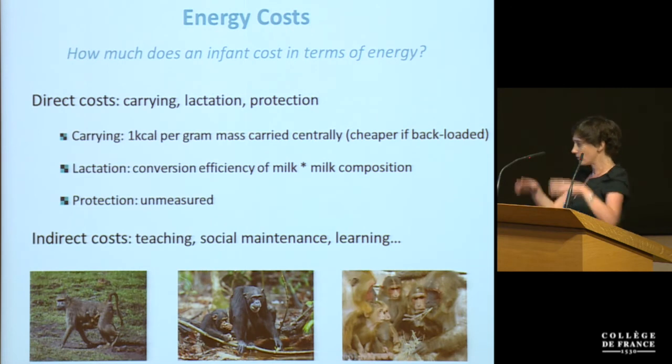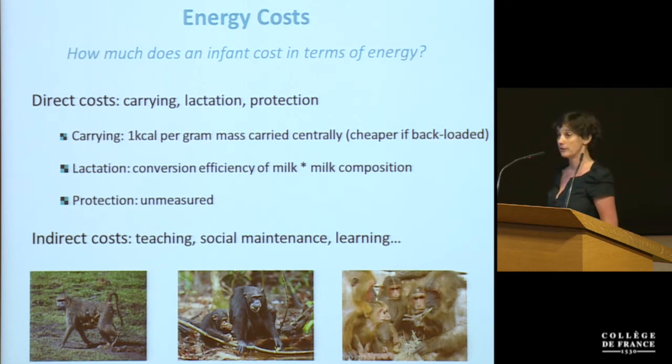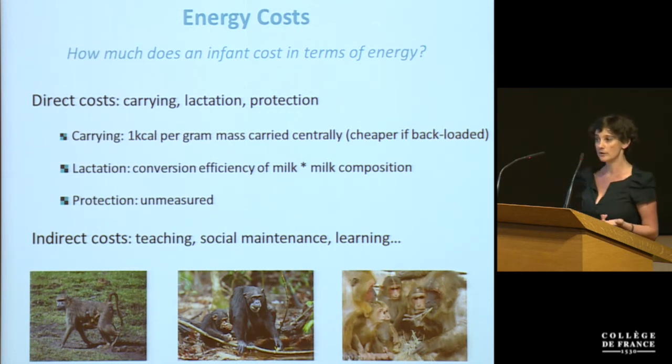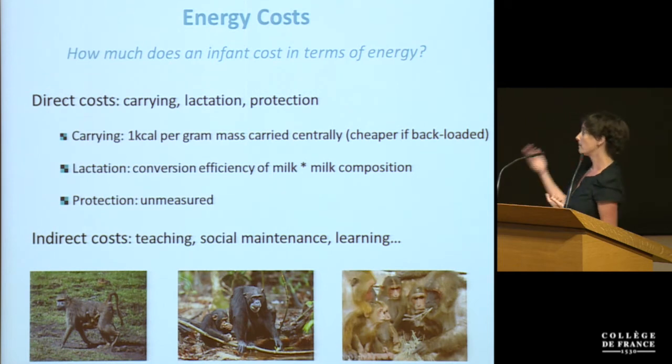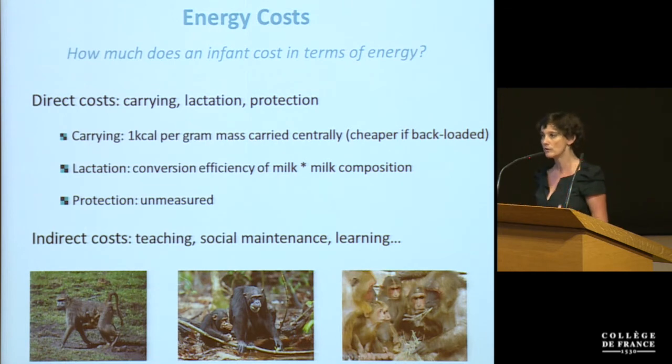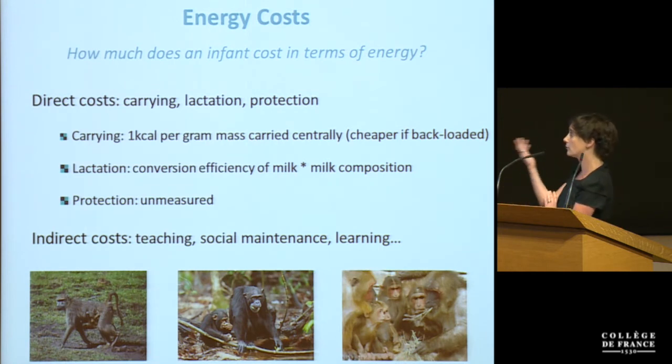If we now shift from time cost to energy cost, we can wonder how much does an infant cost in terms of energy. So there are direct costs, like, for example, the cost of caring, the cost of lactation, and the cost of protection, which is quite difficult to measure. And there are also indirect costs that are even more complicated to assess, like the cost of teaching, the cost of social maintenance, and the cost of learning.